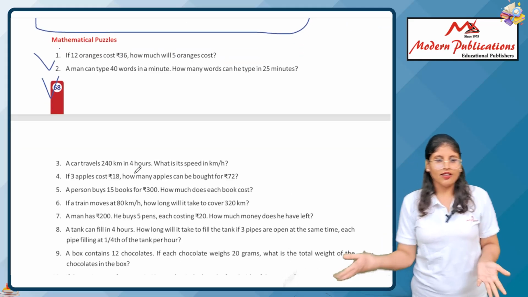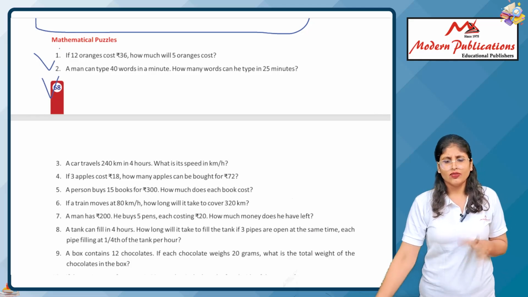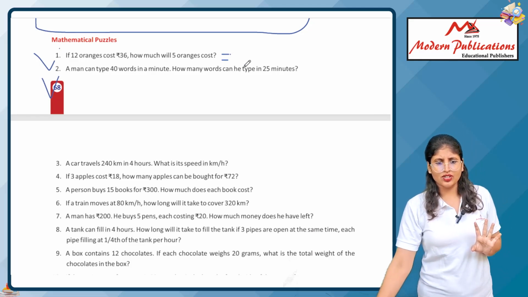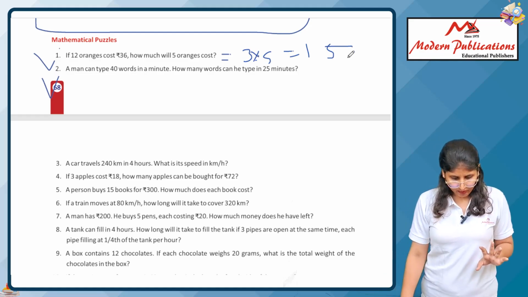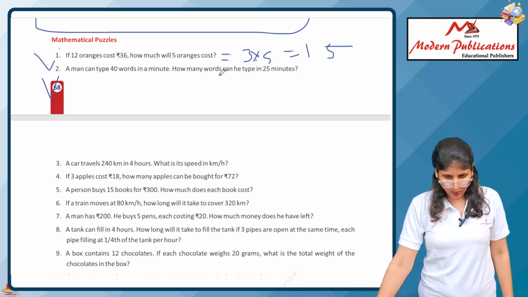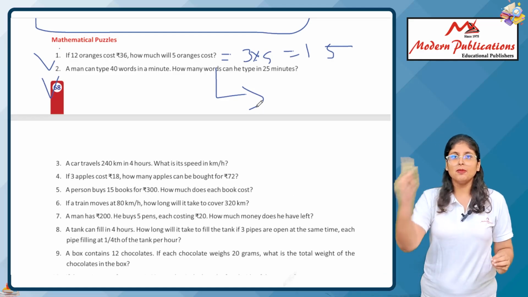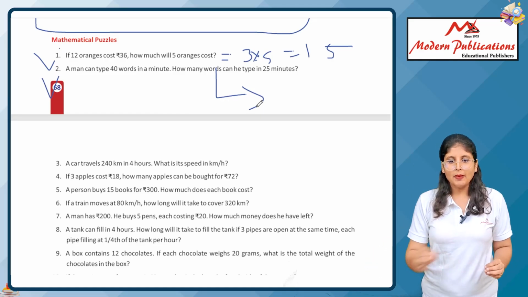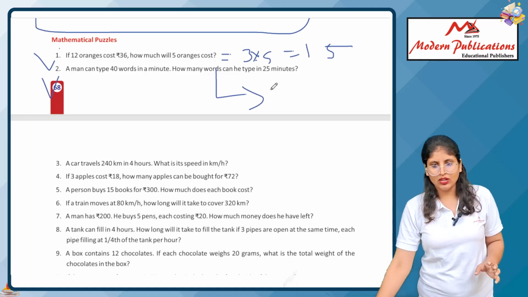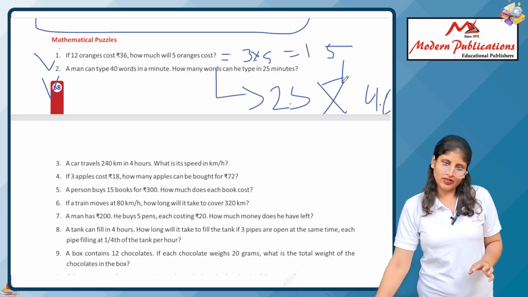It is easier. If 12 oranges cost 36, what do 5 oranges cost? See the cost of one orange. It's 3 rupees. 3 into 5 is 15. So it's 15 rupees. Okay? Like this. Next, the second one: if a man writes 40 words in a minute, how many words can be typed in 25 minutes? So it's easier, 25 into 40. So we will solve it.